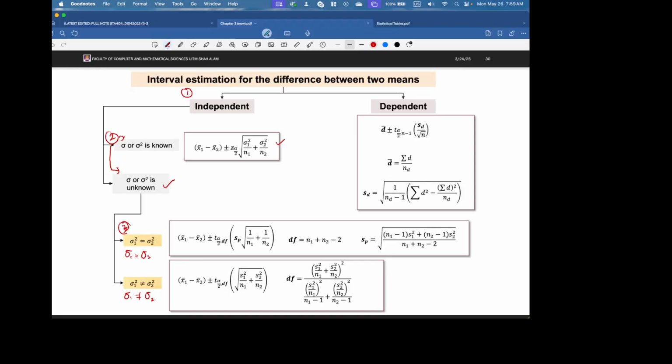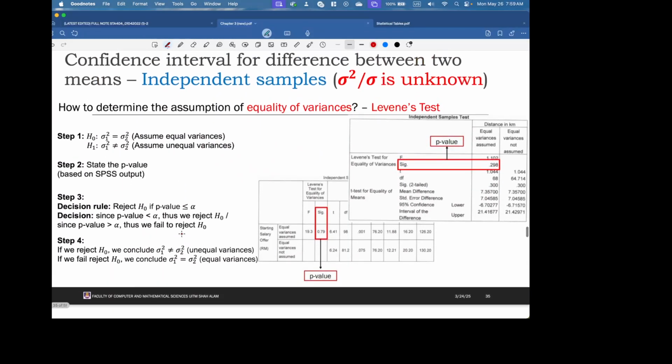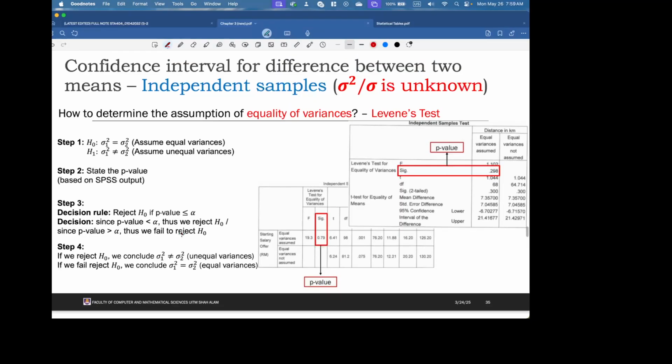The next thing that you need to decide now is whether the case will use this formula or this formula. Let's take a look at the examples. This is one way. How do we decide whether the variances are known or unknown?